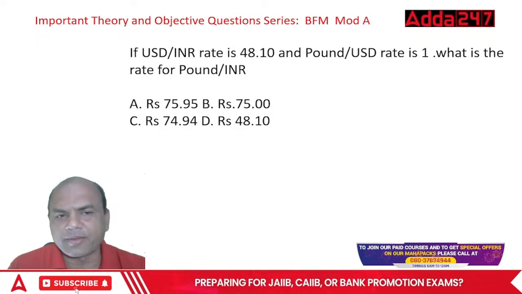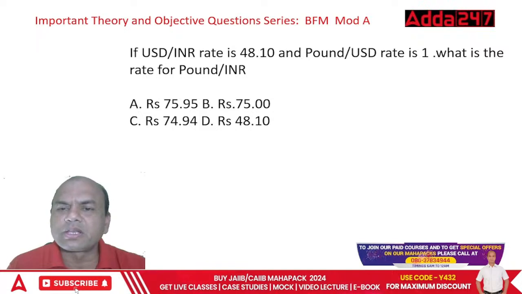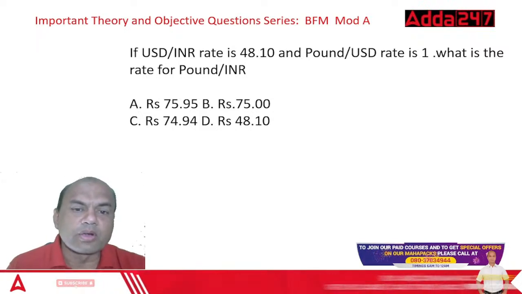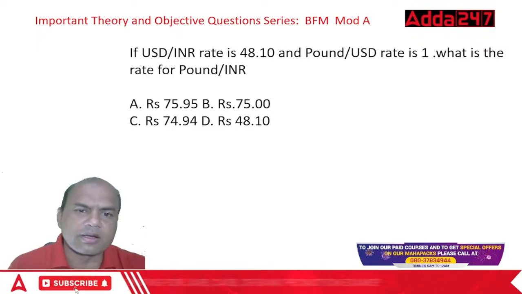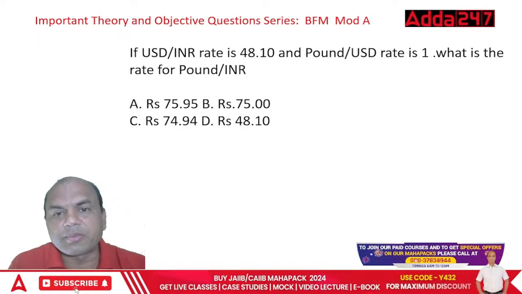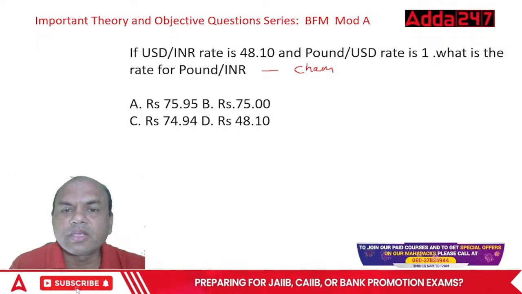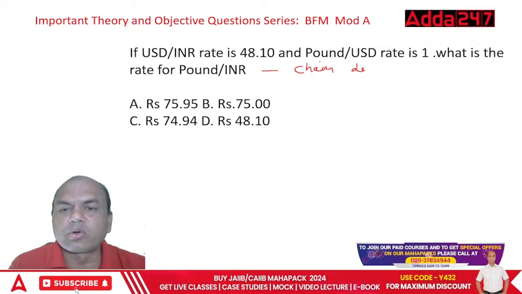Okay, so the USD to INR rate is 48.10 and the pound to USD rate is 1. What is the rate for pound to INR? Now the question over here is, which rule will we be using? Type in the comment section. It is called the chain rule. What is the chain rule? It's written like this: pound to INR.